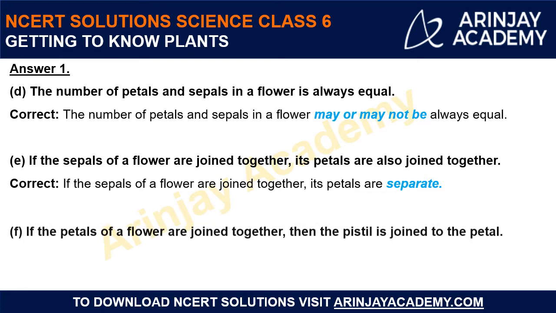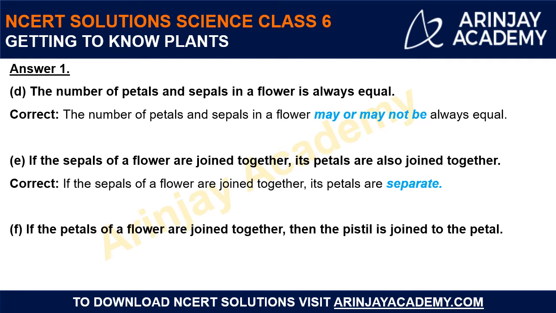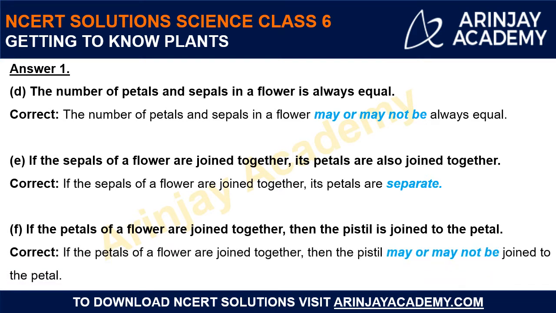Fine. Statement F. If the petals of a flower are joined together, then the pistil is joined to the petal. So again, observation tells us that this need not always be true. If the petals of a flower are joined together, the petals may or may not be joined with the pistil. So if the petals of a flower are joined together, then the pistil may or may not be joined to the petal. So we are done with question 1. Now let's move ahead with question 2.